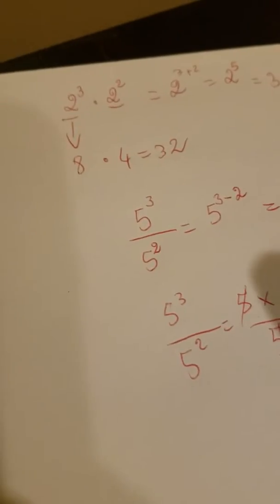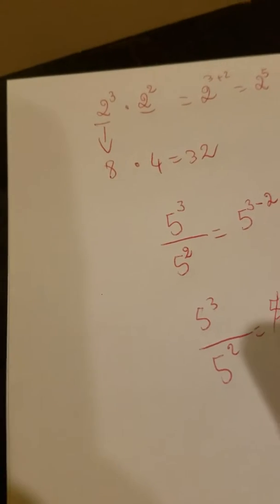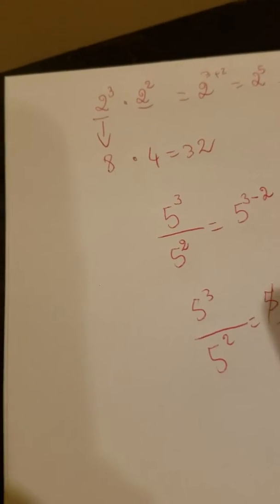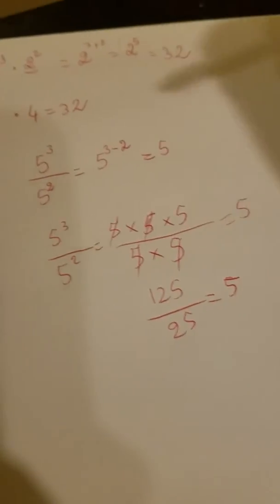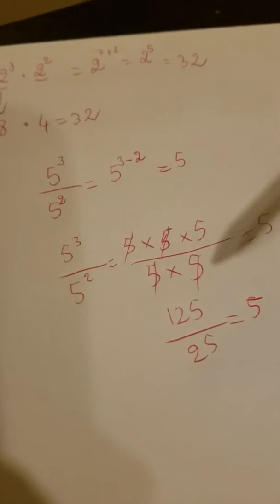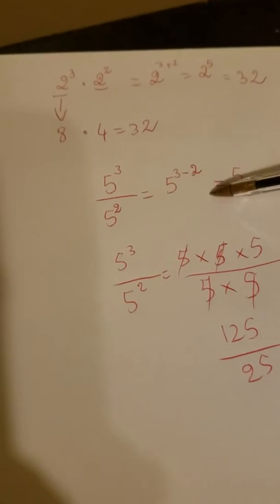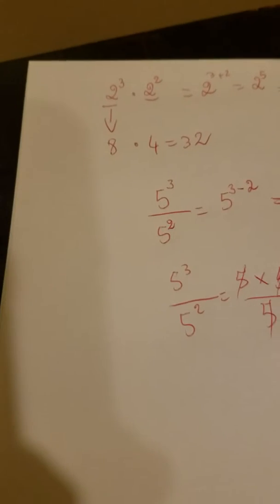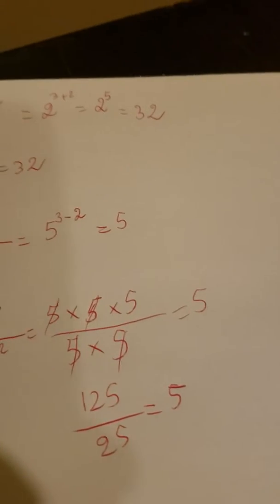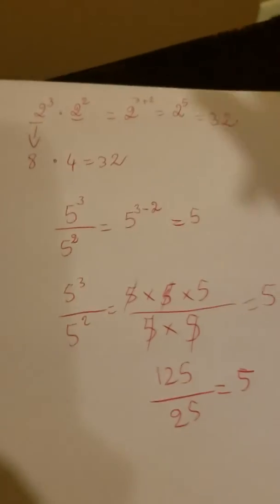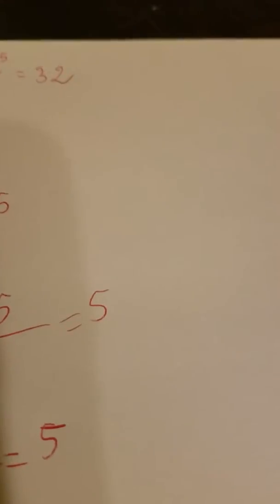Or there's another way of doing it. I can say 5 times 5 times 5 is 125. 5 times 5 is 25. 125 divided by 25 is 5. So I was able to find all those answers that I just worked out right here. But the fastest way is to use the exponent rule. So when we talk about the exponent rule, that's what we mean. There are many rules, which I will go over.